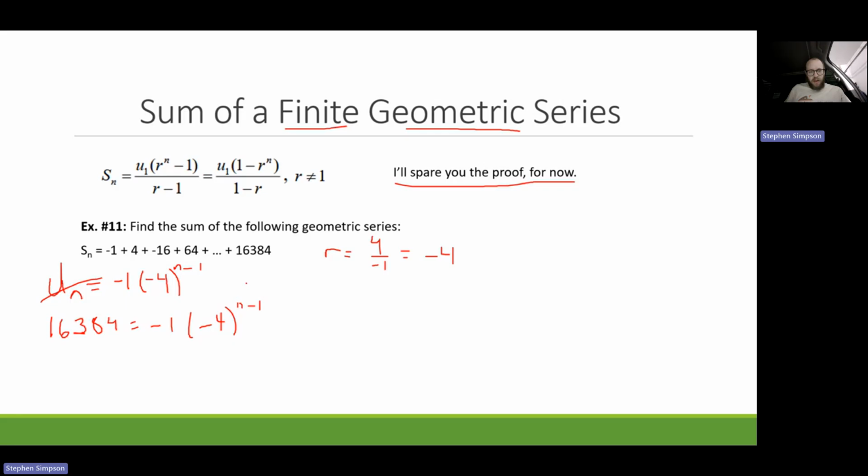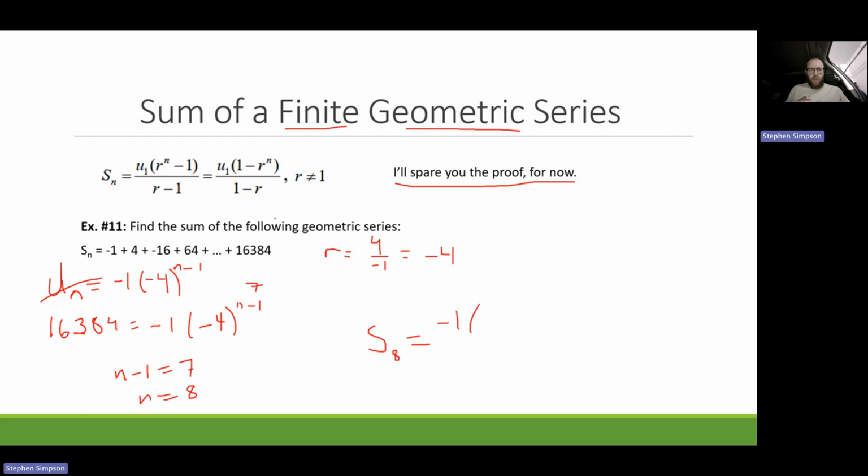So n minus 1, this exponent here would have to be a 7, because -1 times -4 to the 7th gave me 16,384. That means n itself is actually equal to 8. So here's my formula. -1 goes in for u1. Sorry, this is the sum of the first 8 terms because n is 8. So -1 goes where the u1 is in the formula.